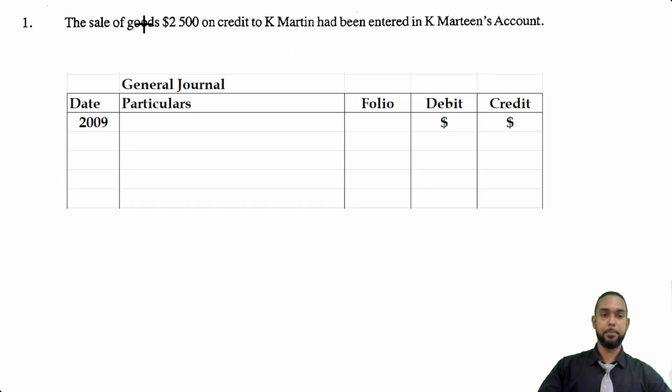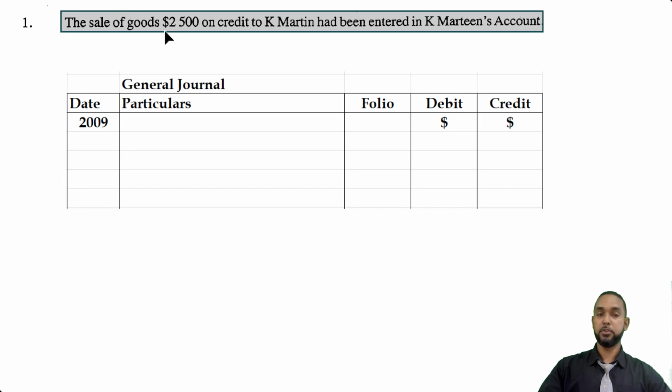So, the first item up is the sale of goods, 2,500 on credit to K. Martin, had been entered in K.